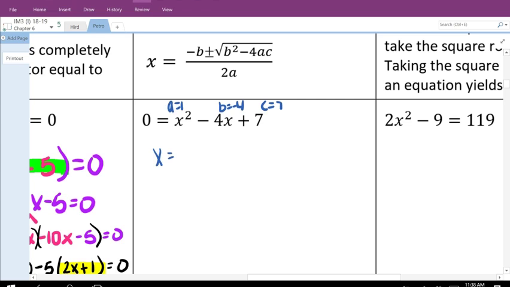X is equal to the opposite sign of B. So I have -4, so I'm going to have what now? 4. Okay, plus or minus the square root of B squared. So B is -4, so I'm going to go -4 squared. I always put it in parentheses because if you don't in your calculator, it's going to give you the wrong answer. -4 times A, which is 1, times C, which is 7.